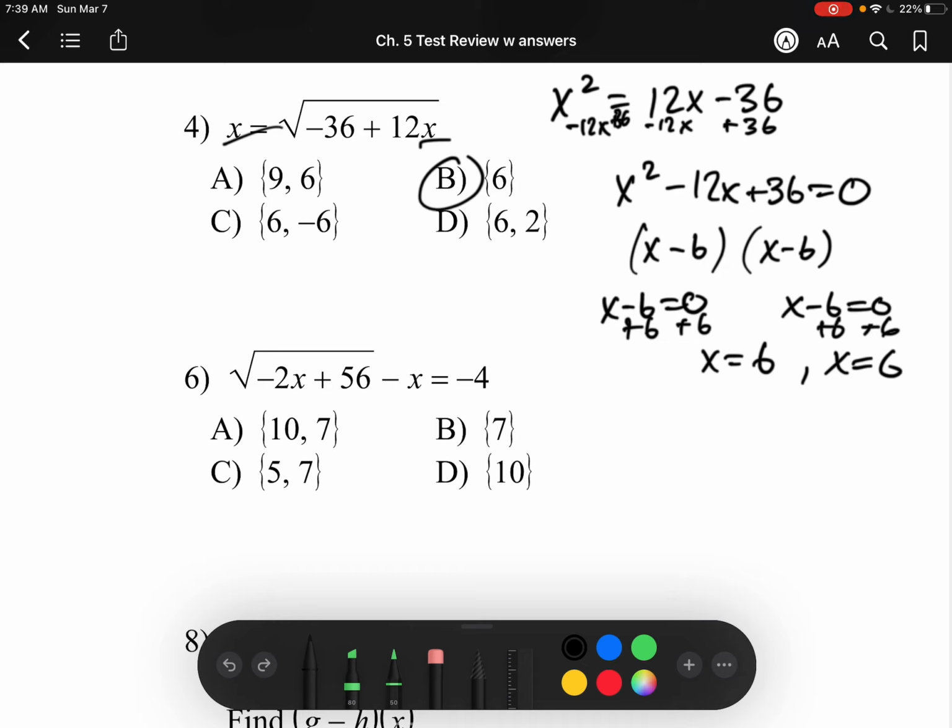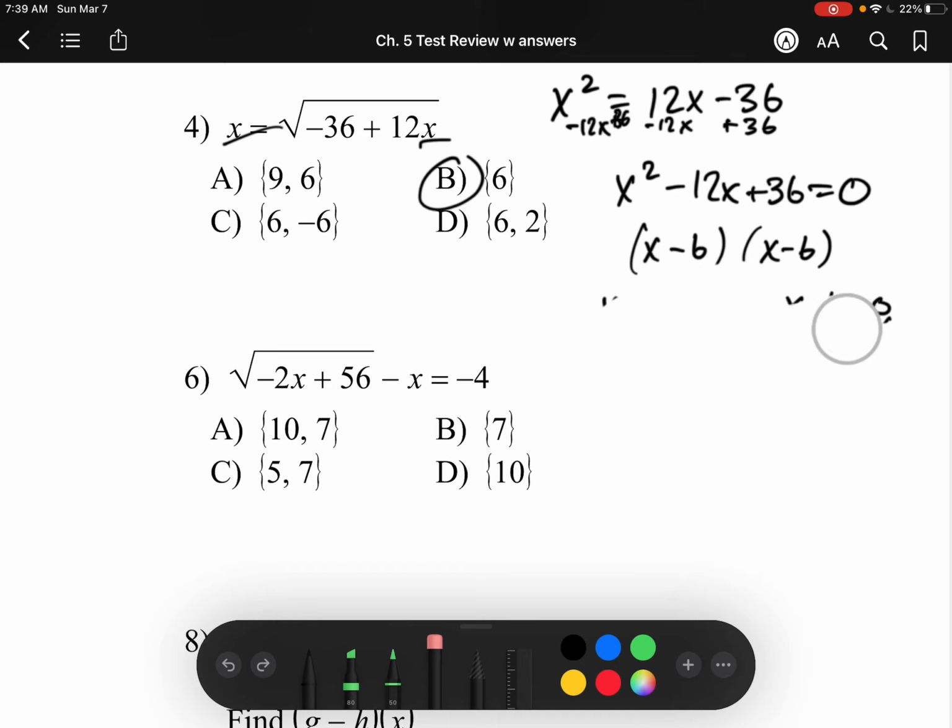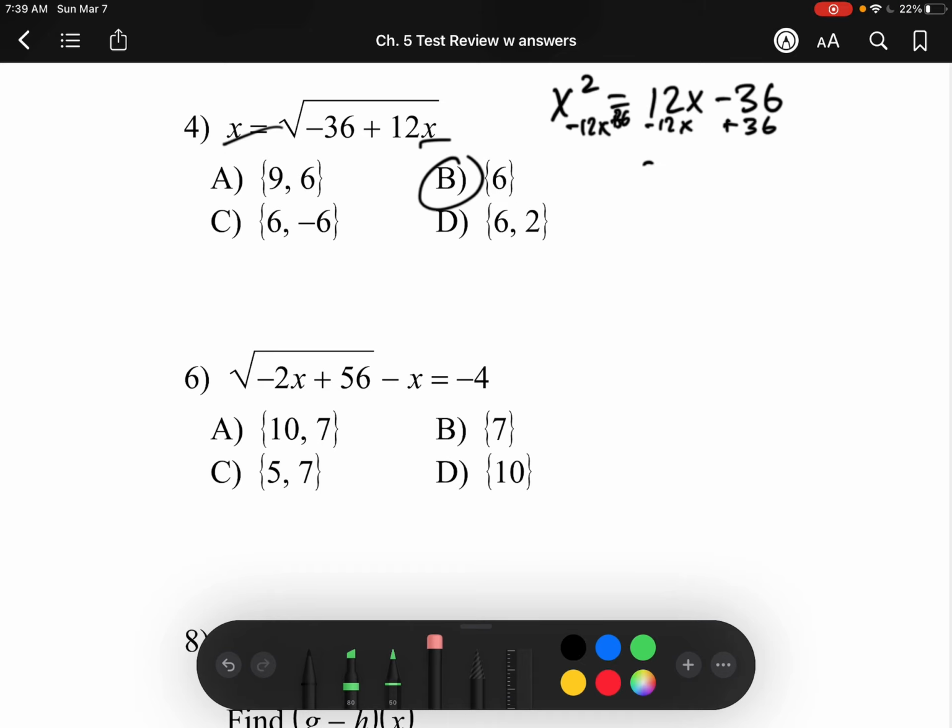All right, I'm going to erase some stuff over here. All right, number 6. So for number 6, step 1 is to isolate the radical on one side of the equation. So I'm going to add x to both sides, right? So I get the square root of negative 2x. I'm going to write it up a little higher.